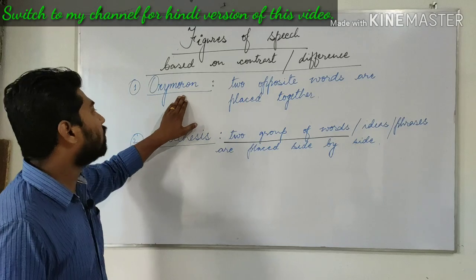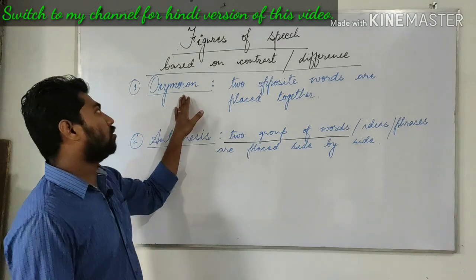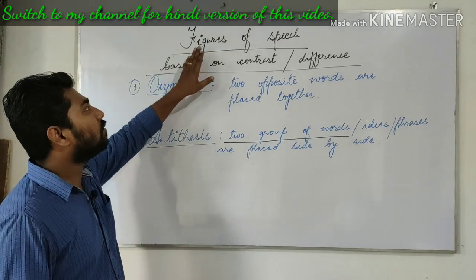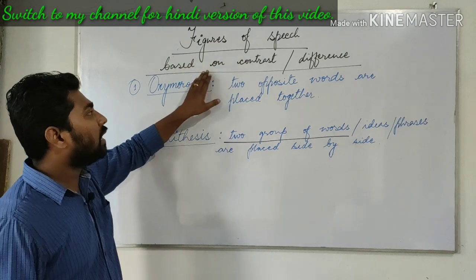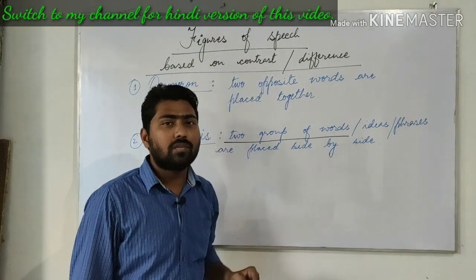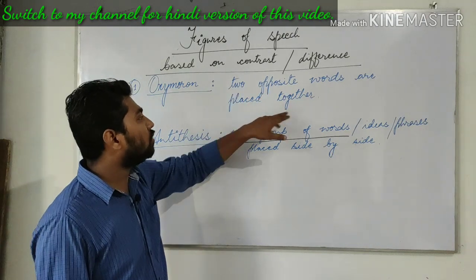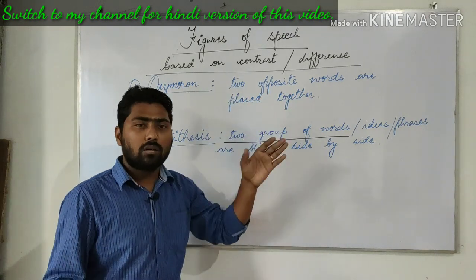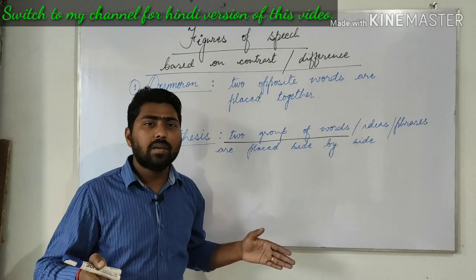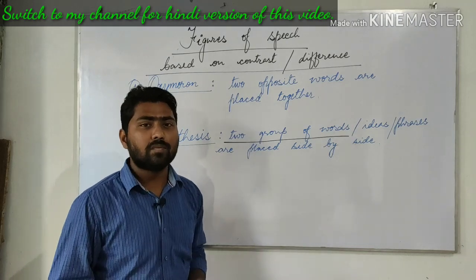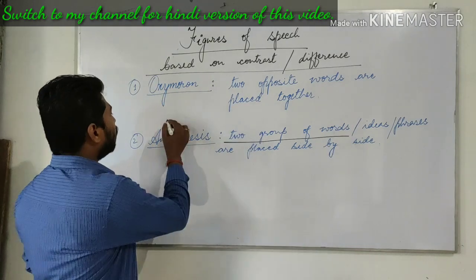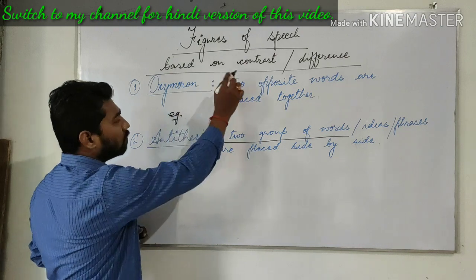So we can rightly define it as such: oxymoron is the figure of speech based on contrast, difference or oppositeness in which two opposite words are placed together. Two opposite words are placed side by side for the sake of linguistic emphasis. We can take it with a very simple example.